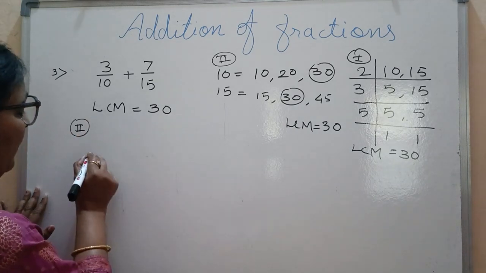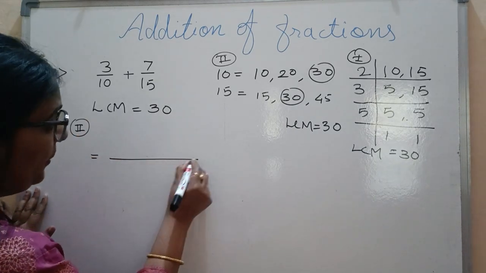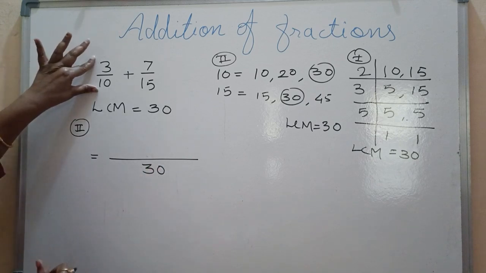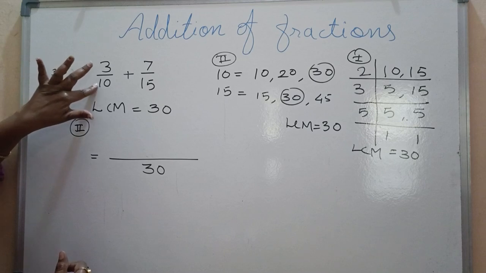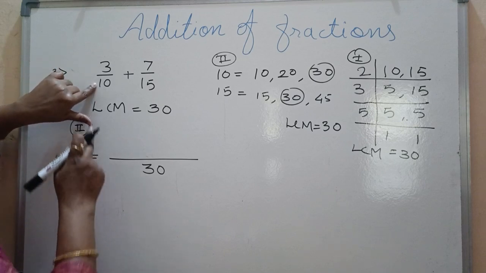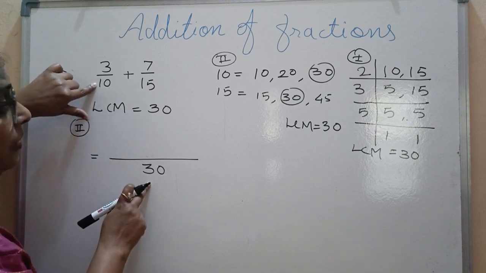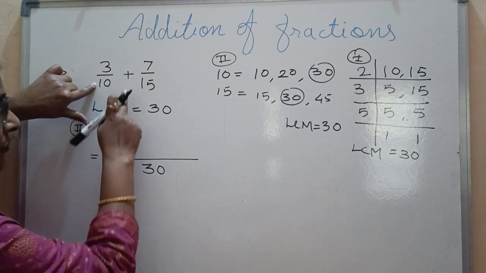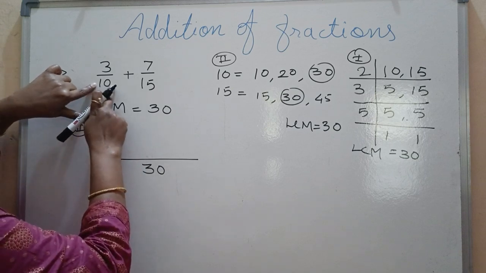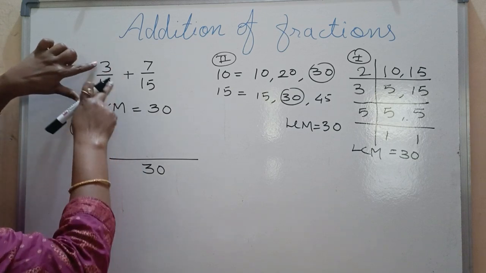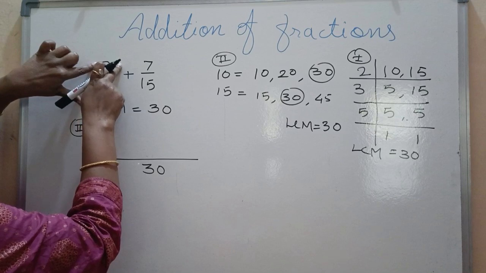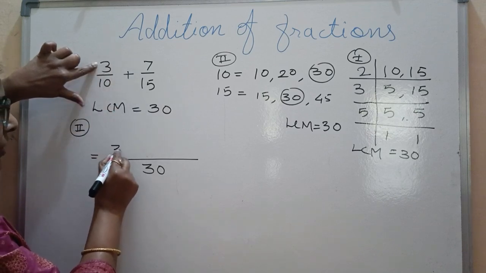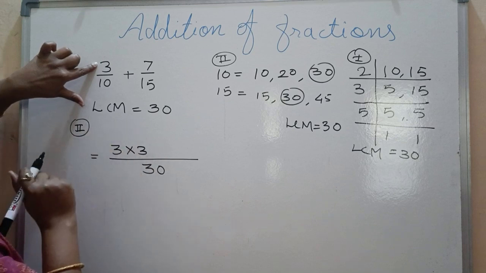LCM is 30. LCM we are writing in the denominator. So I have written here 30. Okay. Now the first fraction, see here, first fraction 3 by 10. By which number are you multiplying this 10 to get 30? By 3. Isn't it? 10 into 3, you will get 30. So you will multiply by 3 to the numerator also. So what will you get? 3 into 3. I will write here 3 into 3.